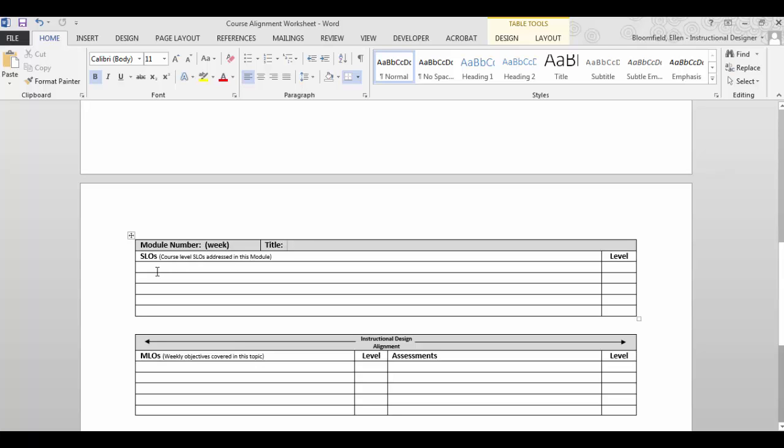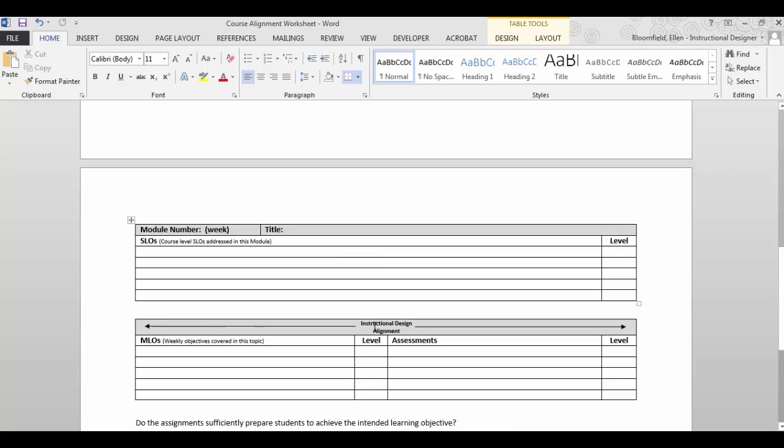And then here on the left side, underneath SLOs, this is where you will copy and paste or type in your SLOs, probably located in your course syllabus. You will use then the Bloom's Taxonomy verb list to determine the level and document it in this column right here with the corresponding to the outcome that you have on the left side.